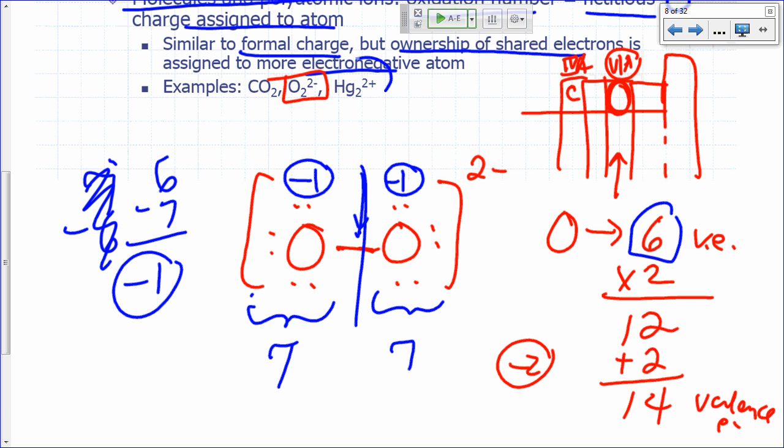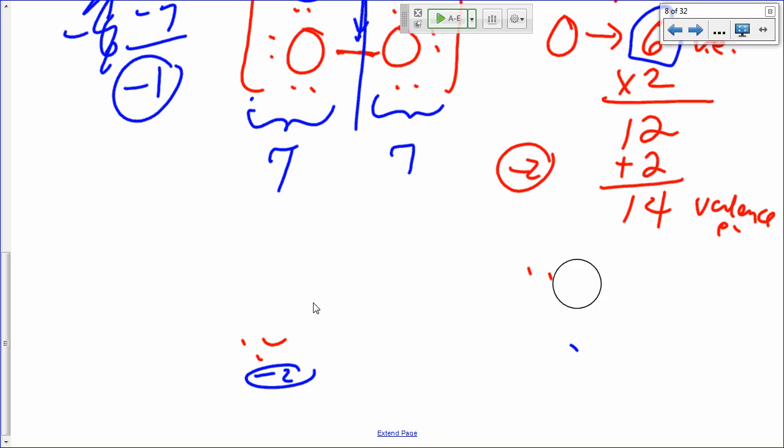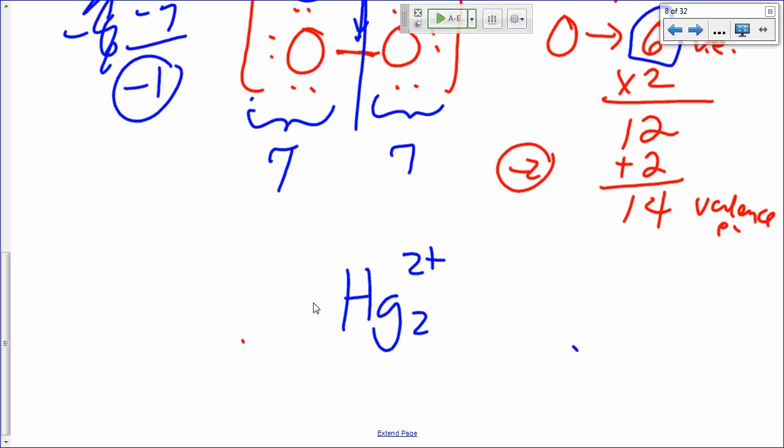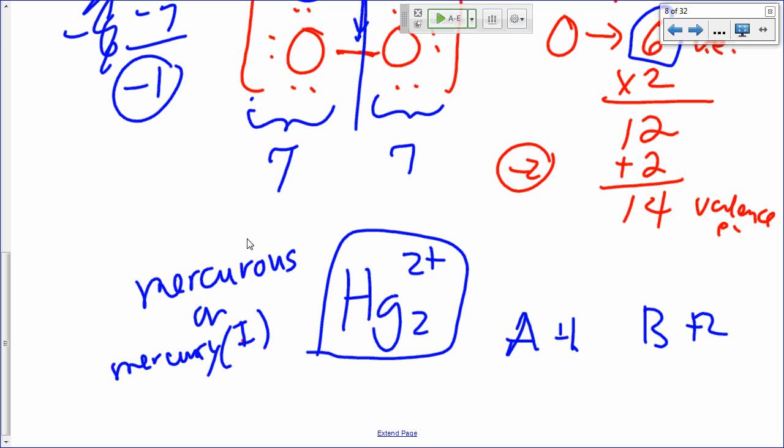Okay, what do you think the oxidation number of mercury is going to be in Hg2 2+? That's the mercury 1 ion. Let's make that a clicker question. Is it A, +1, or B, +2? For each mercury in the mercury 1 ion, or mercurous ion, or mercury Roman numeral 1, what is the oxidation number of mercury? Is it +1 or +2?